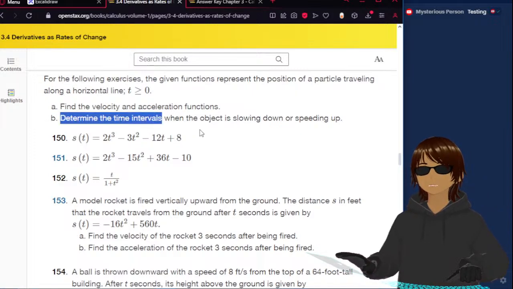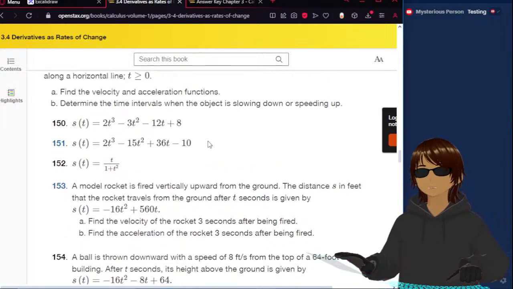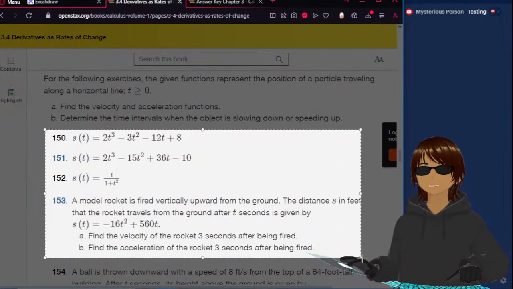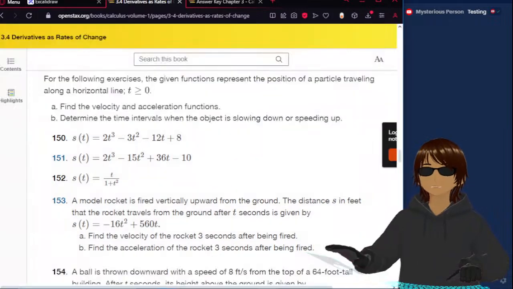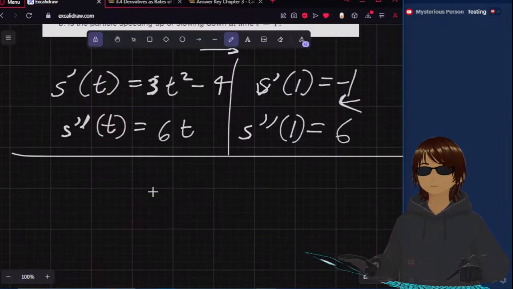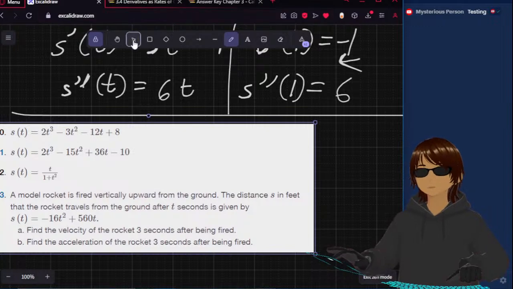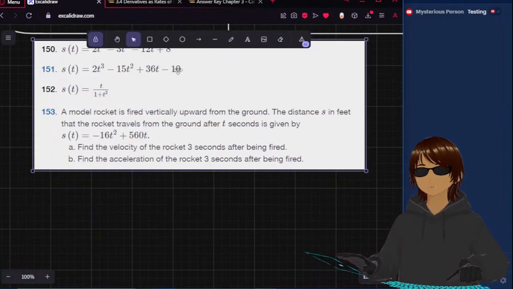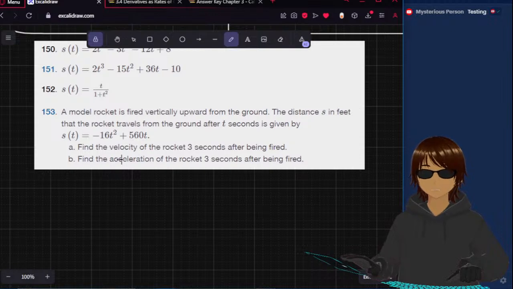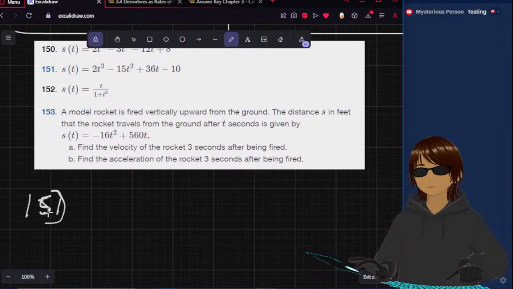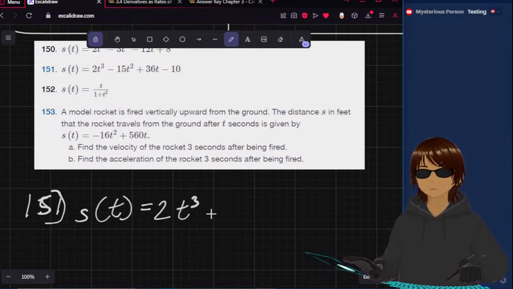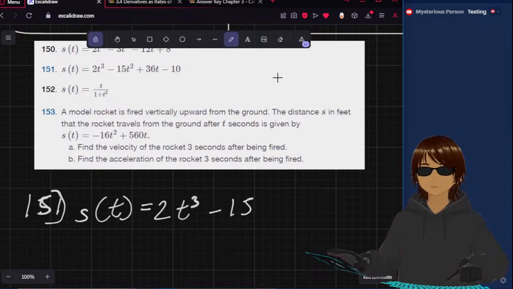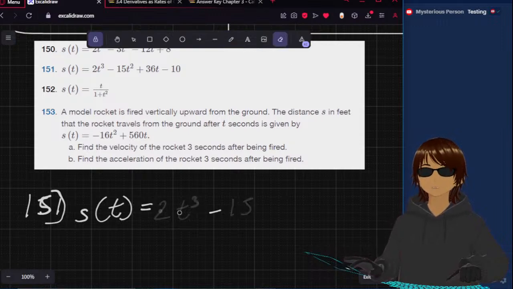I think this one, B, would be a little tough. Okay. Copy. So, 151. We have this. Let's just write the derivative straight away.